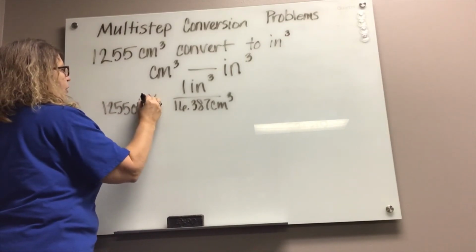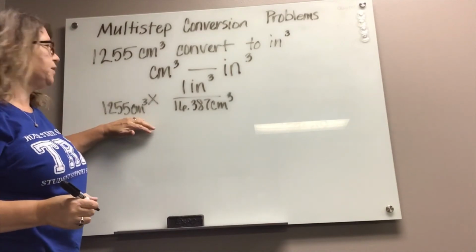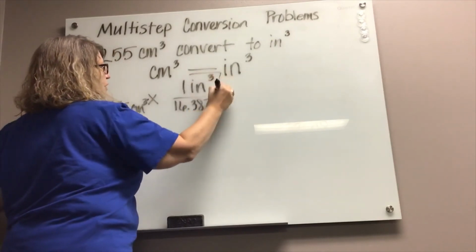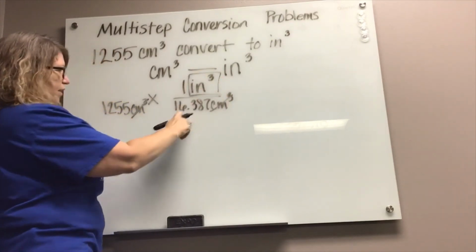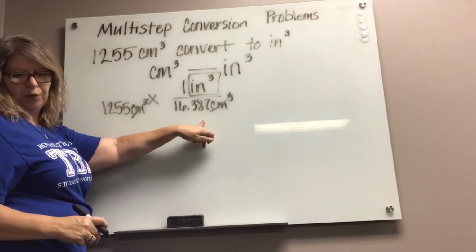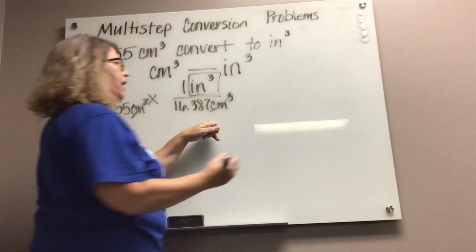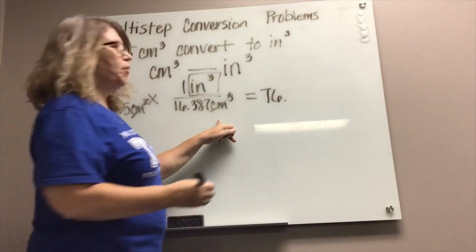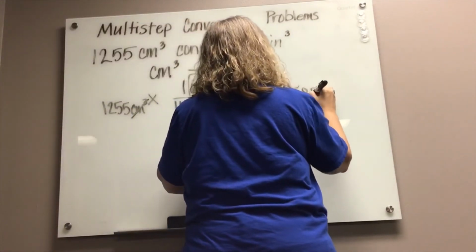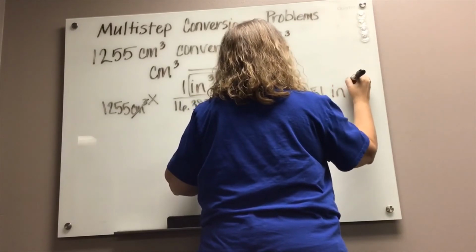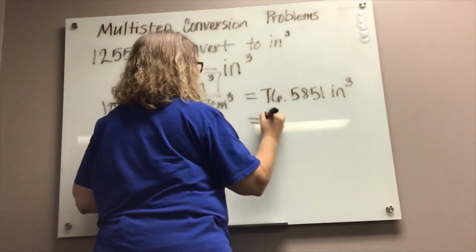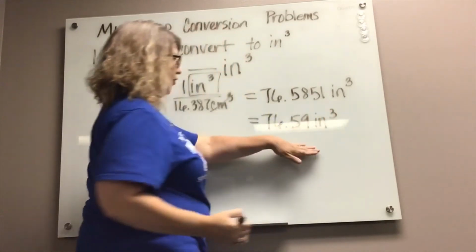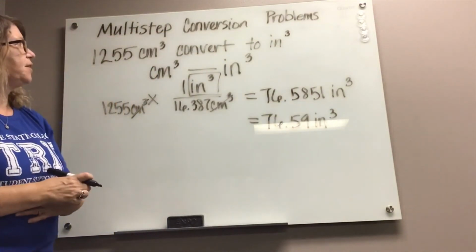And remember, when you're working these problems, you always have to include your units. So your cubic centimeters cancel each other out. Our answer is going to be in cubic inches. We're going to divide 1255 by 16.387, and what we get is 76.5851 cubic inches. The correct number of sig figs gives us an answer of 76.59 cubic inches.